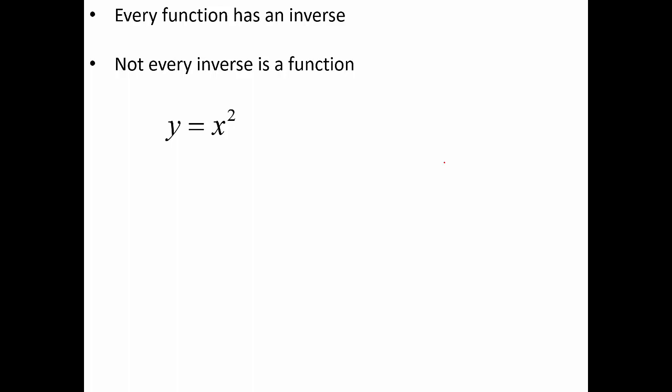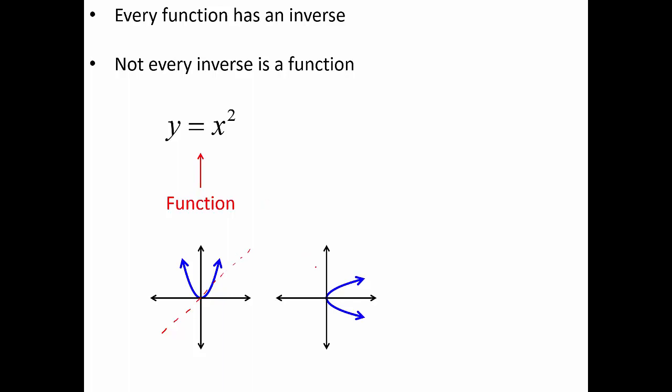A very well-known example of this would be the quadratic function, the basic parent quadratic function whose graph looks like this. Now, this is a function, not only because I know that x squared is a function, but because it passes the vertical line test. The graph of y equals x squared passes the vertical line test. It's a function. Now, using that mirror image technique, if I were to draw the mirror image of this graph across the line y equals x, I would end up with this graph right here.